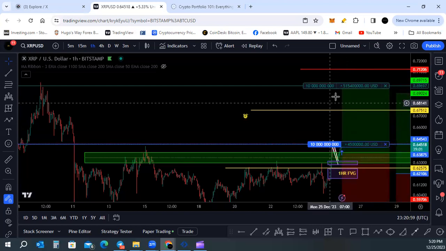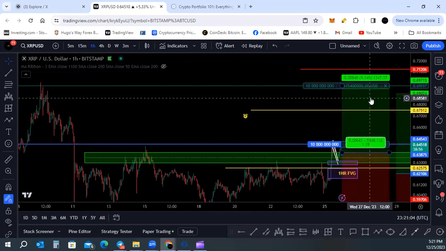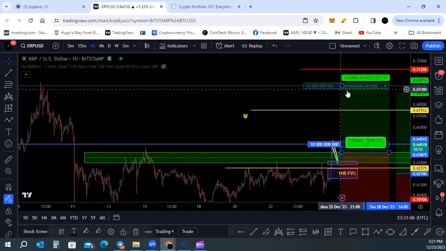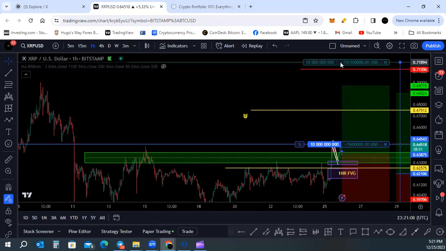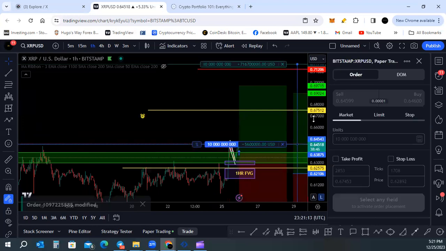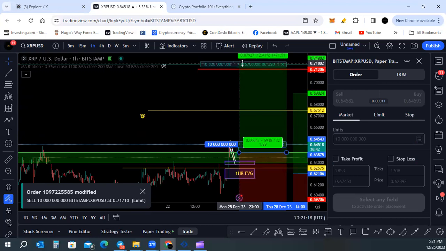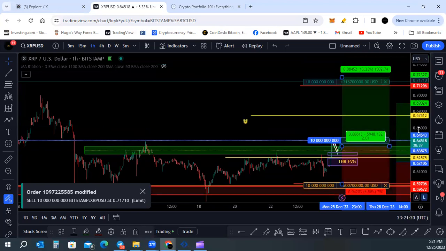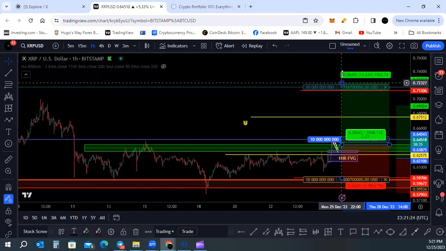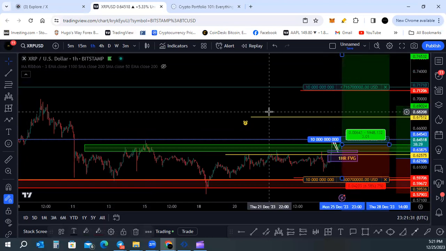Put it this way, if you're using a 1 to 3 risk to reward ratio, let's get this up here. If you're using a 1 to 3 risk to reward ratio and you have 10 trades and you win 3, you're in the profit. So you can have less than a 50% batting average and still be profitable.